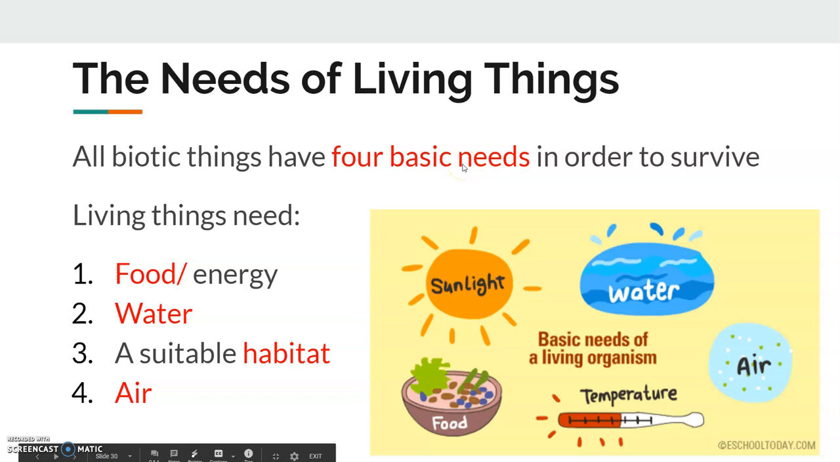So, the needs of living things. All biotic things, everything that is alive, has 4 basic needs in order to survive. All living things need food or energy, water, a suitable habitat where to live, and air. Even fish need air. They just extract air from the water that they breathe in through their gills.